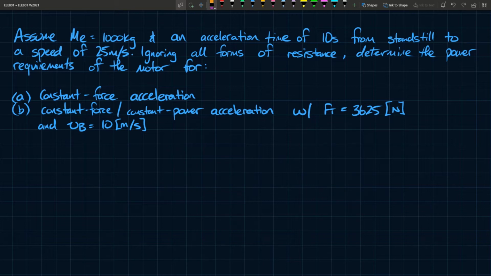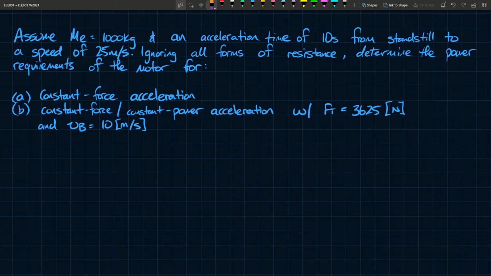In the first case we'll look at the constant force acceleration. That's just assuming that there's a constant force and we're applying it and trying to get to some steady state speed. And in the second part of the example we'll apply our torque speed characteristic, where we have a constant force and then we start to decrease the force as the speed increases, and instead we maintain a constant power.